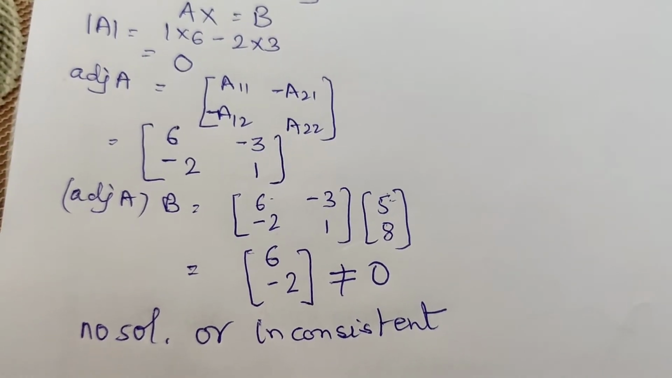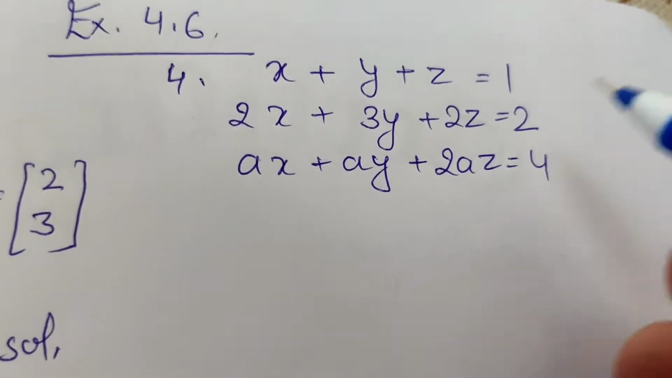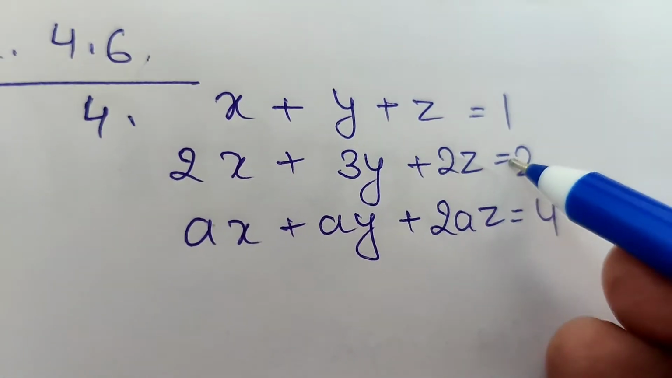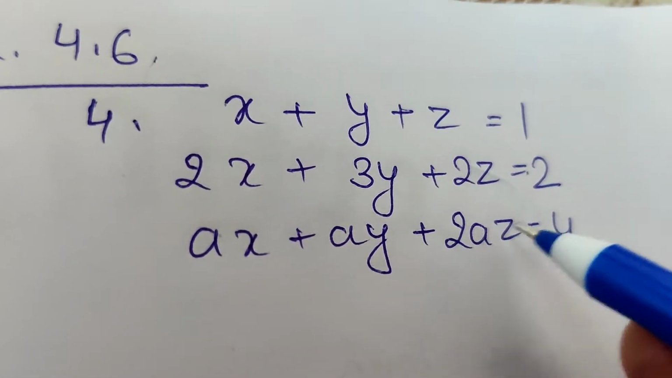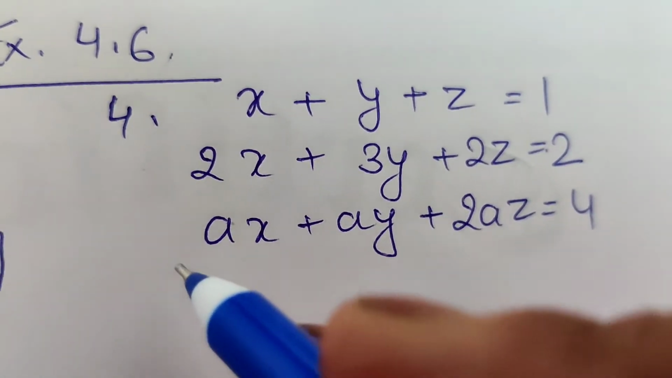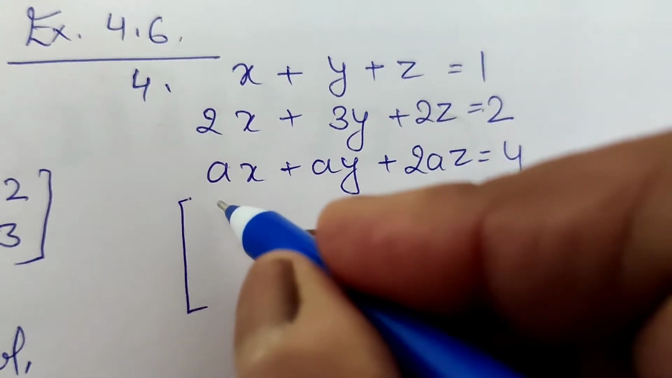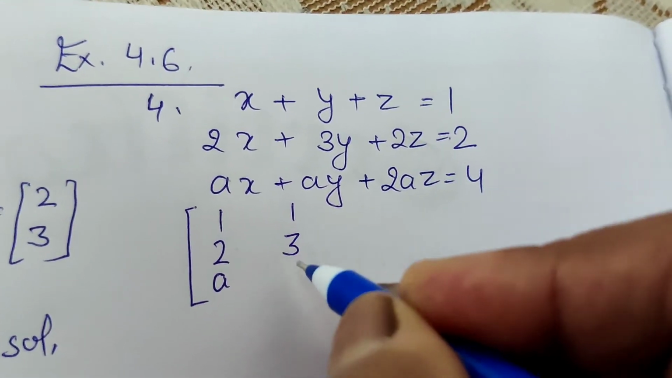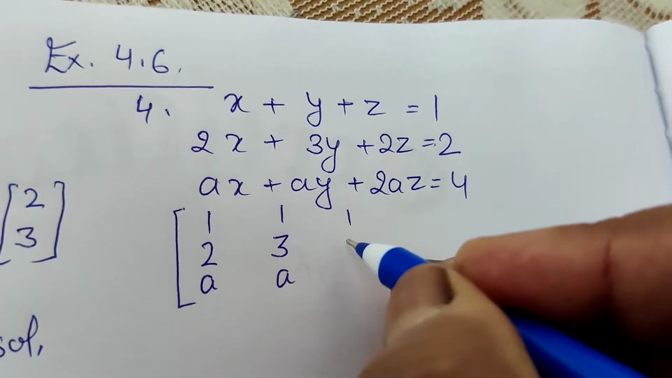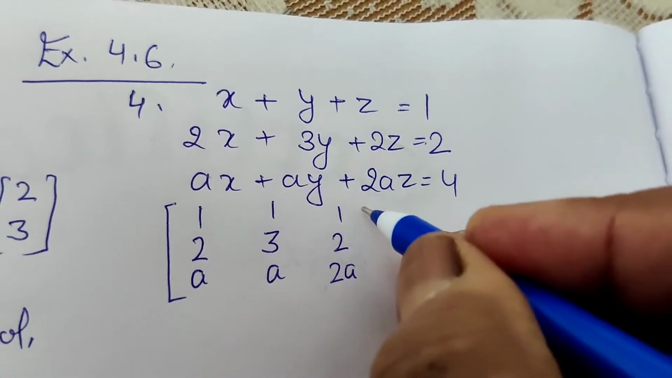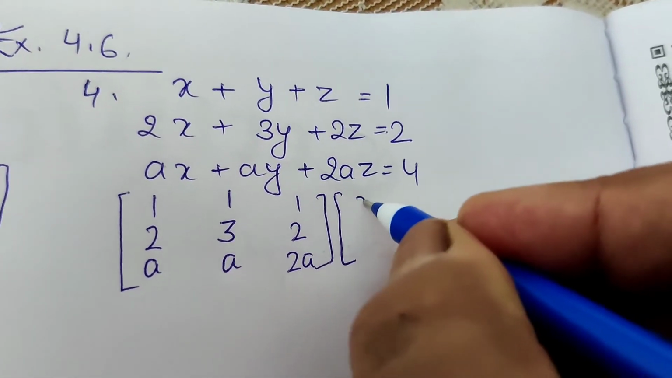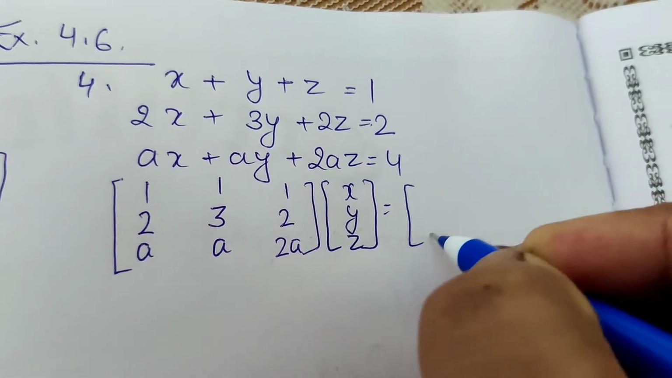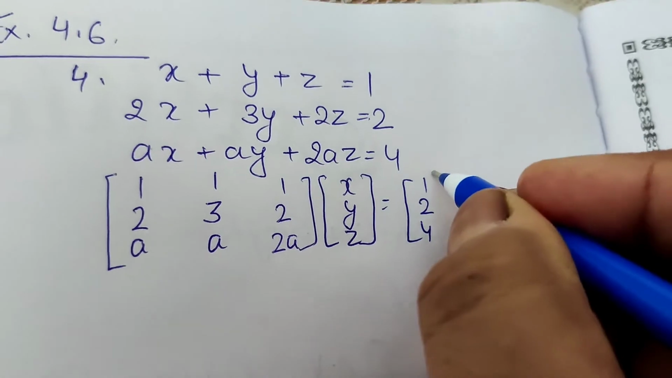Next, question number 4. x plus y plus z equals 1, 2x plus 3y plus 2z equals 2, ax plus ay plus 2az equals 4. Now these equations can be written in the form of the matrix 1, 1, 1, 2, 3, 2, a, a, 2a, and x, y, z, 3 variables, equal to 1, 2, 4.